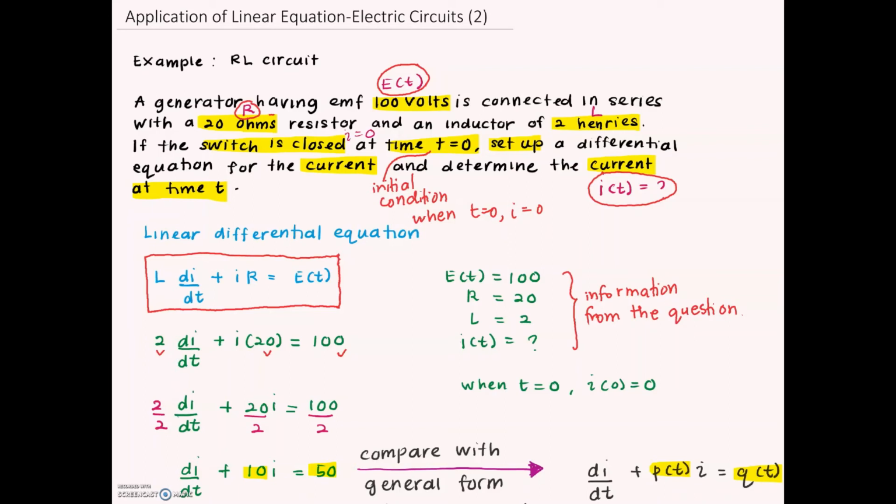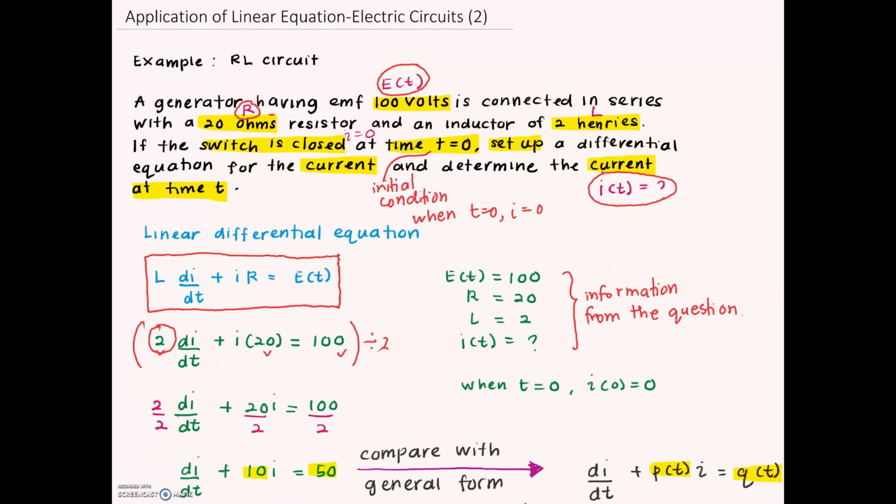Okay, all right. Next we will simplify. Since you have the coefficient for your di/dt, we need to write the coefficient as 1. So what we have to do is divide everything by 2. When you divide the whole equation by 2, you will get 2 over 2 di/dt plus 20 over 2 I equals 100 over 2. Lastly, you will get the linear differential equation for this case: di/dt plus 10I equals 50.